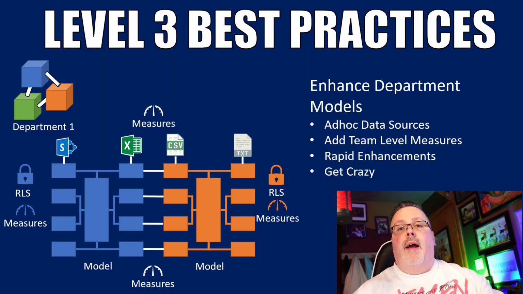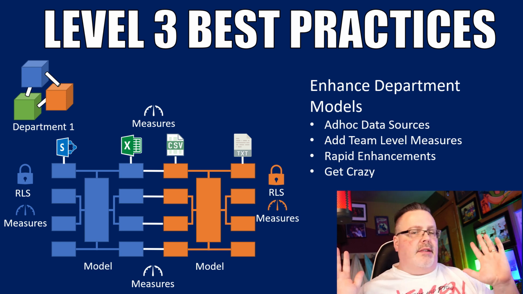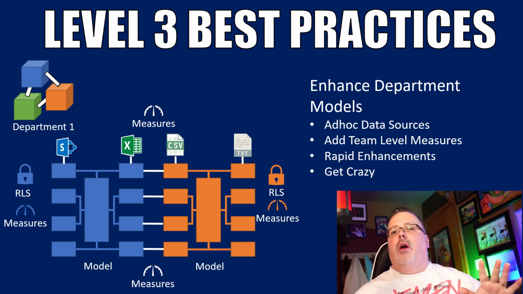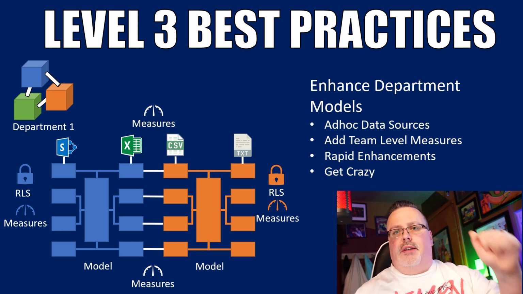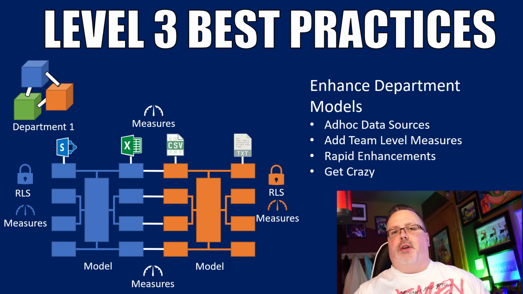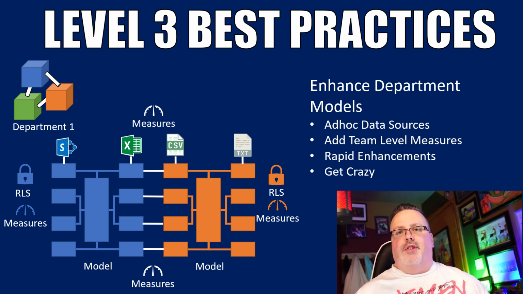All right. Level 3 best practices. Now, here's where we start getting nuts. As I said before, Katie bar the door. This is where we're going to really take advantage of our composite models, where we're going to start bringing in Excel spreadsheets. We're going to start dropping in SharePoint lists. We're just going to start to get crazy when it comes to what we do with our tabular models.